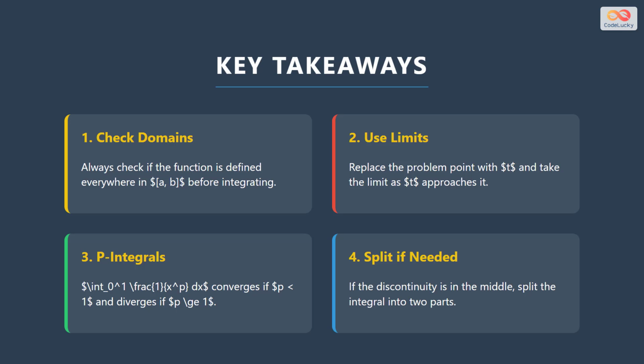To wrap up, remember these key points. First, always check your function for division by 0 before starting. Second, use limits to handle those bad points formally. Third, remember the power rule: 1 over x to the p converges if p is less than 1. And finally, always split your integral if the asymptote is in the middle of your interval.